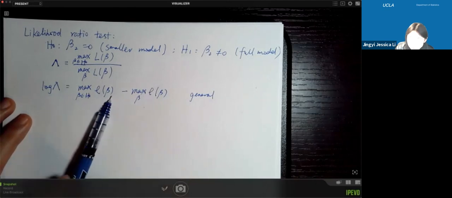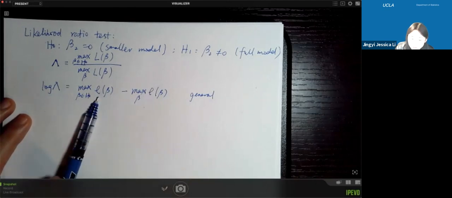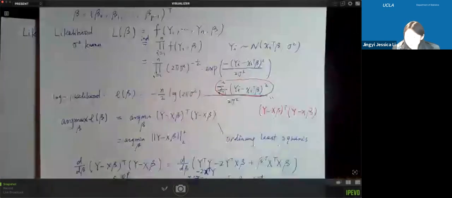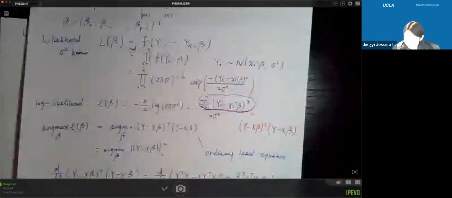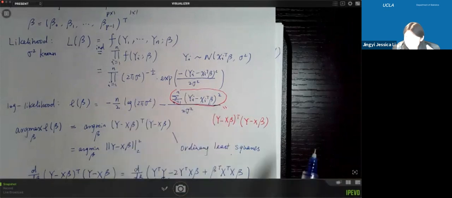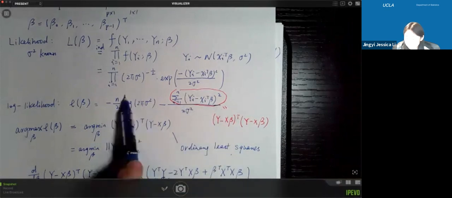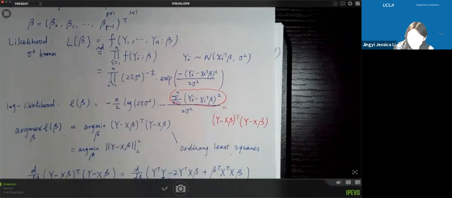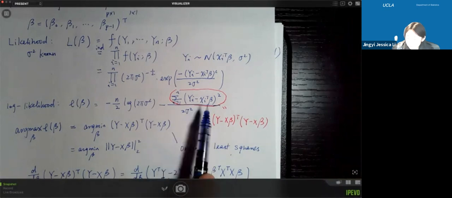Then specific to our linear model, if you recall the log likelihood form, I'm going to show you that again. Here is the log likelihood of the linear model. You see that beta is only involved in the second term. So when we have two likelihoods to do the subtraction, this term can go away. We are only left with this. And this is actually what?